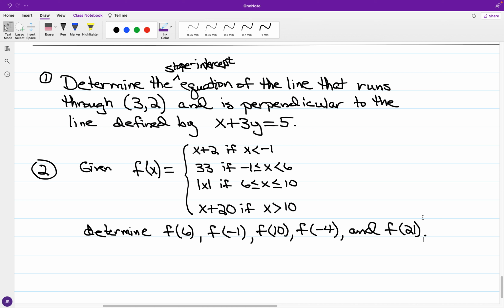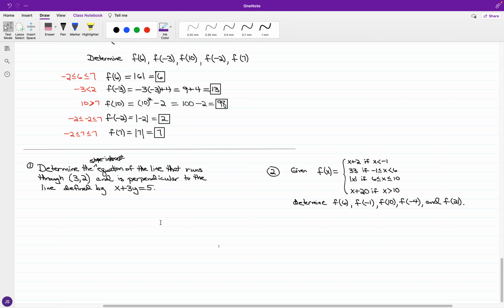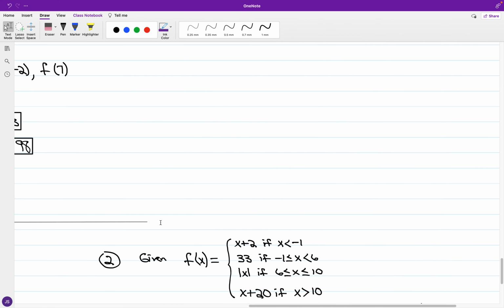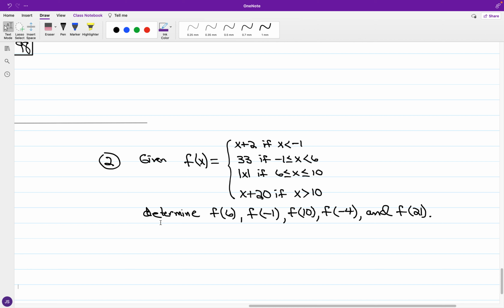Okay, so for the next few moments, let's see what slope-intercept equation of the line we get for the first item. And again, with the piecewise defined function, let's see what 5 functional values we get, and we will discuss in the next few moments. Looking at the piecewise defined function first, you have 4 separate sections, and here we begin with the determination of f of 6.